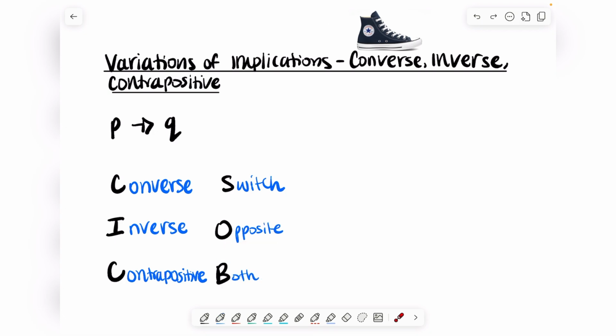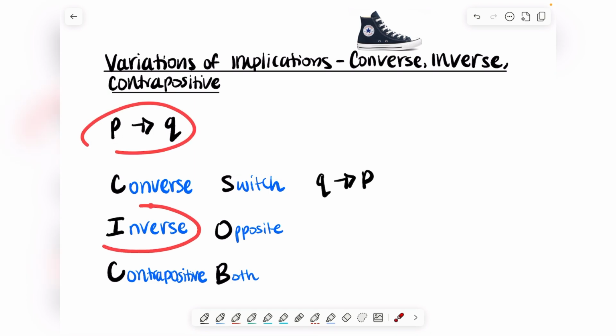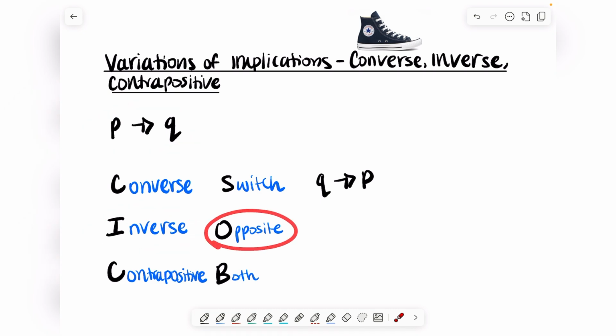So what am I talking about? If you're given an implication and you're told to find the converse, then all you're going to do is switch P and Q. So this becomes Q implies P. If you're given an implication and told to find the inverse, then all you're going to do is take the opposite of each. What that means is negate each proposition. Because remember, this symbol just means take the opposite of it. So I'm going to grab this and take the opposite of each one.